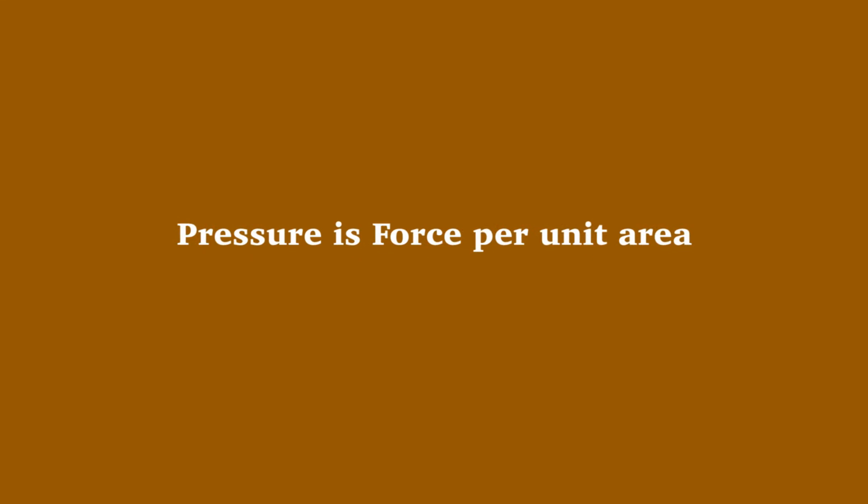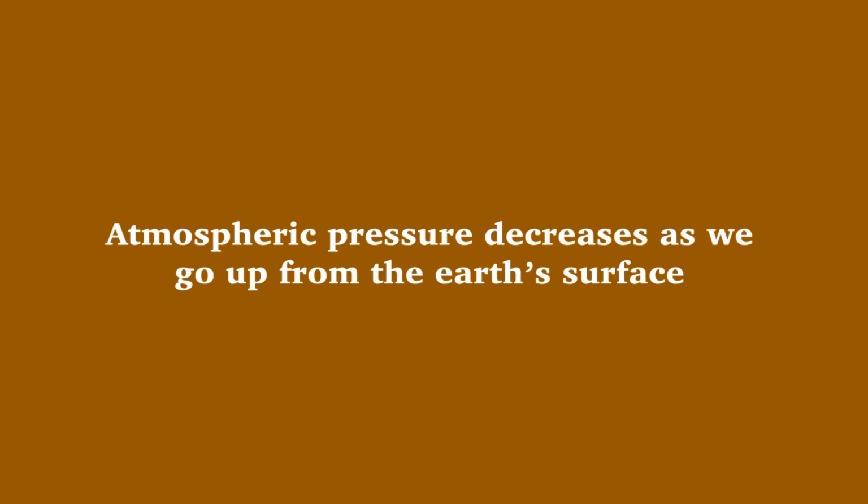We know that pressure is force per unit area. If we imagine a unit area and a very long cylinder standing on it filled with air, then the weight of the air in this cylinder is the atmospheric pressure. The density of the atmosphere near the surface of the earth is greater and it decreases as we go up. Hence, atmospheric pressure decreases as we go up from the earth's surface.